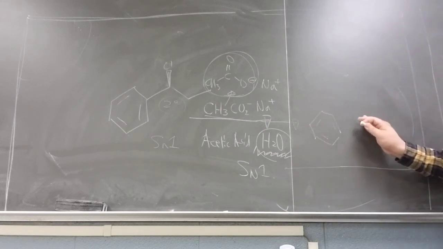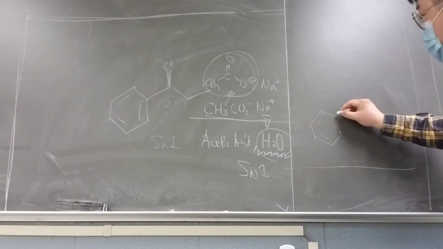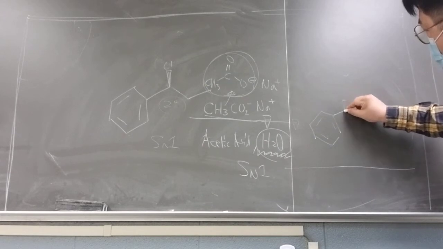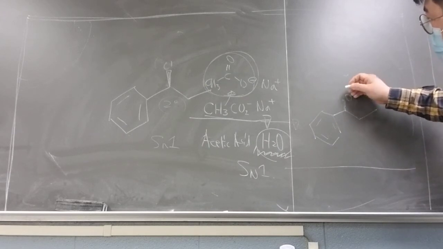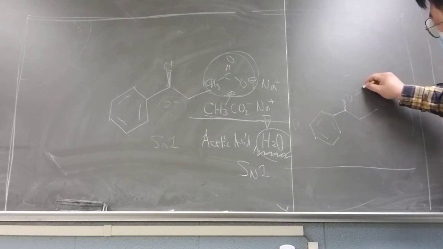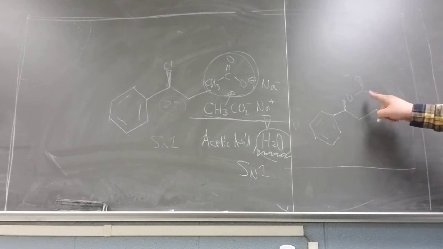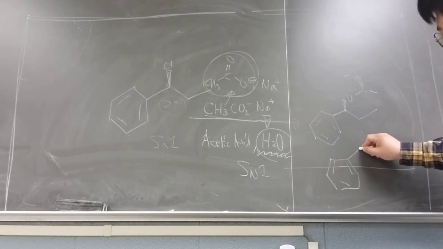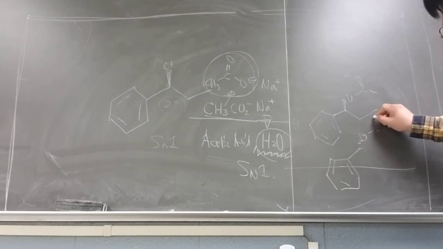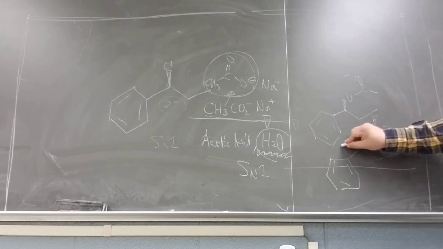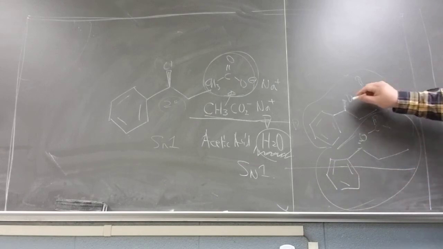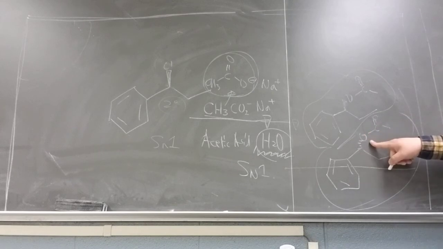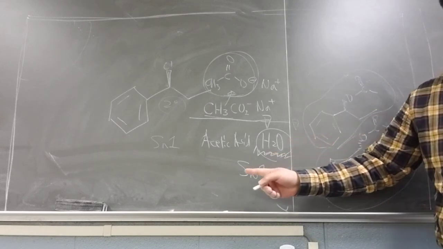I'm trying to avoid this area because there's a light on it. Anyway, just copy the same thing over here, and there's one that looks like this. This is a wedge. There's another one that has a dash. One, two. So this is a wedge, the nucleophilic attack, and this is on the back, a dash line. Two products. This is SN1.